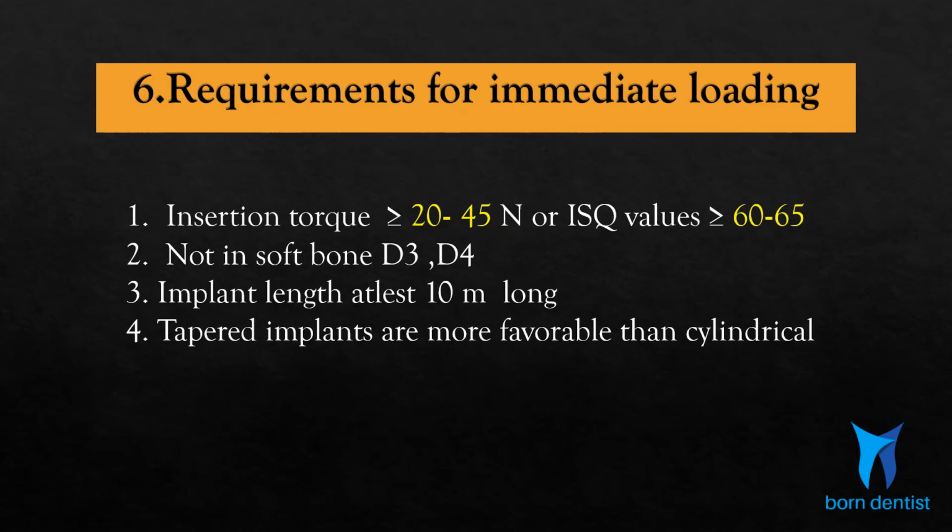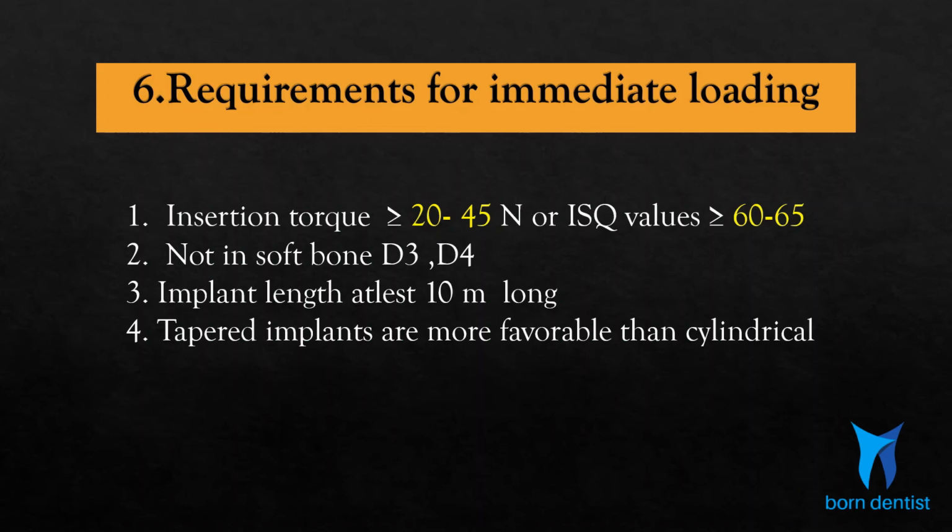Now the second requirement is the bone quality. It is commonly understood that poor bone quality is unfavorable for immediate loading and should be avoided. There are several studies which record poor success rate of immediate loading in D4 bones. So whenever you encounter a poor density bone, you should either go for an early loading or a delayed loading protocol. The third criteria is to have a minimum implant length of 10 millimeters, which is mandatory for immediate loading.